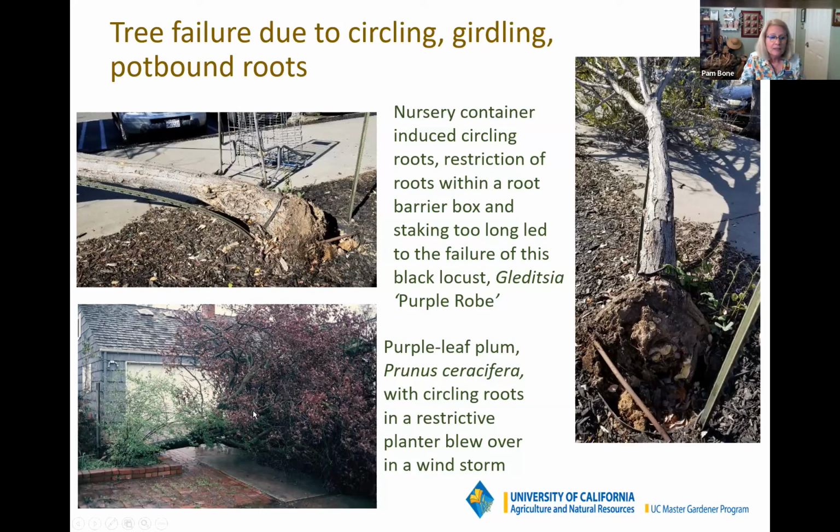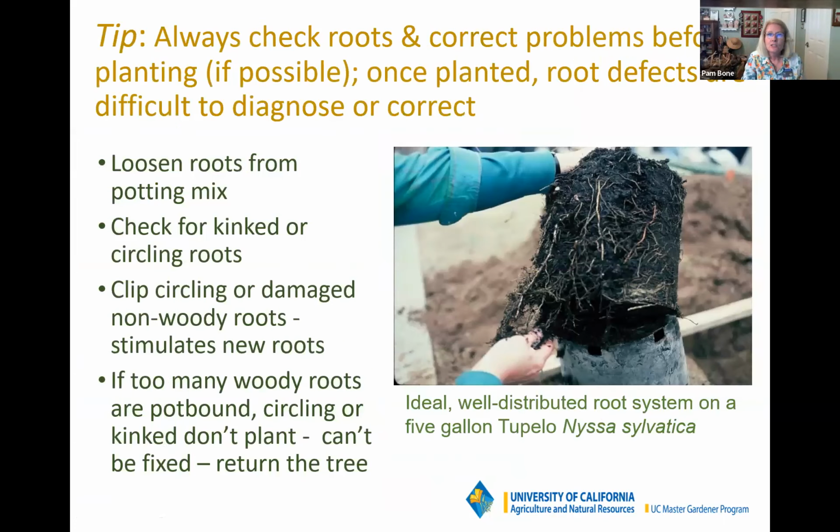And then this purple leaf plum, that one also was the same thing. It was in a very restrictive planter, and the roots couldn't spread out, and when I looked at it up close, the roots were already circling. So my tip to you is always check the roots and correct any problems before planting, if possible. Problem is you can't always correct it.